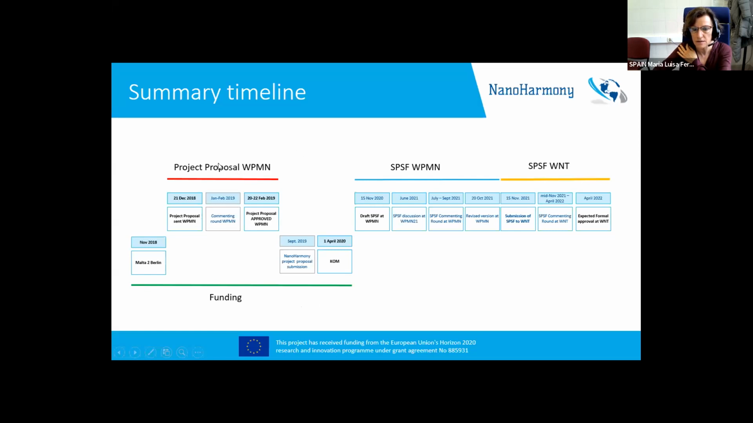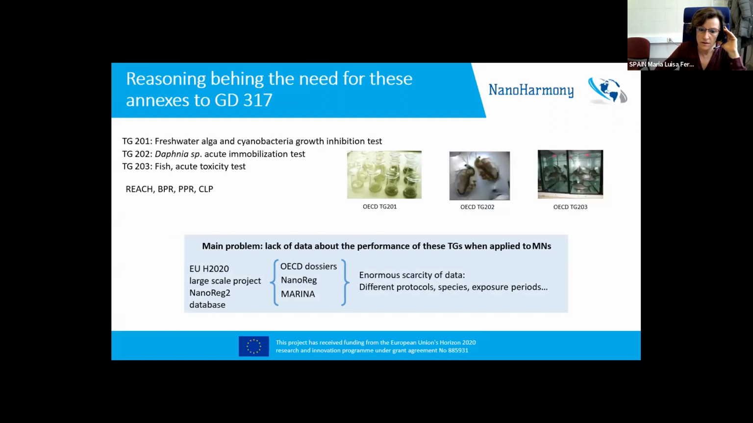For us, the critical step was the project proposal, as we showed this as an annex to a guidance document that was already published. So we really needed to explain the necessity of making this annex to complement and develop further this guidance document. And our story started because these two groups of France and Spain were participating in the NanoREC 2 H2020 project, and we identified a lack of data about the performance of these test guidelines when they are applied to manufactured nanomaterials.